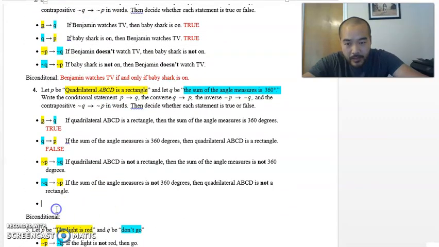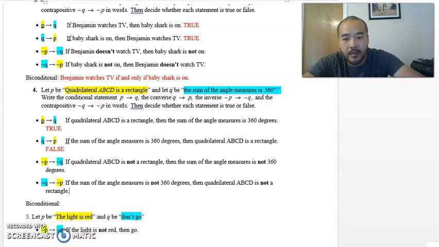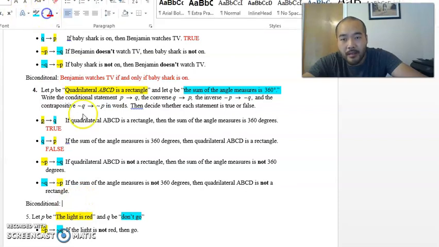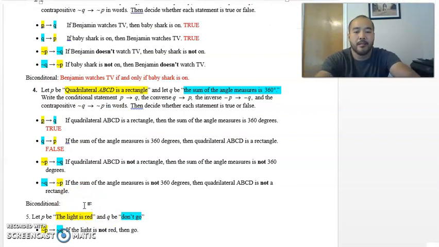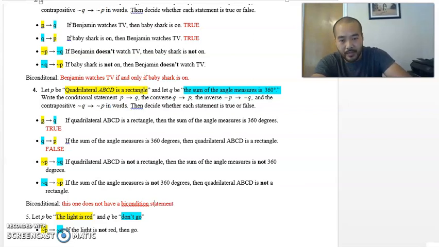So for this biconditional, this one does not have a biconditional statement because they have to both be true. Alright, that's it.